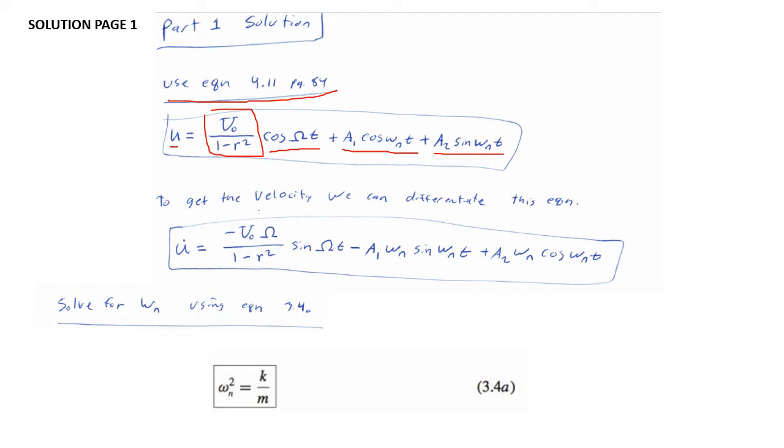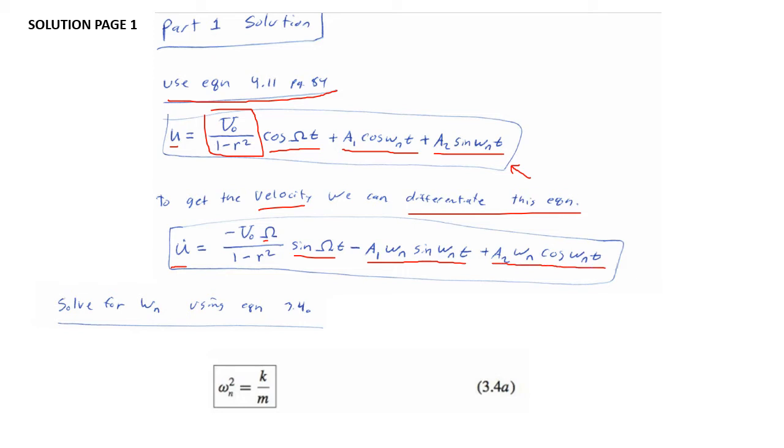To get the velocity, we can differentiate this equation. When we take the first time derivative, we end up with a u dot, and we get this expression: negative capital U naught omega over 1 minus r squared times the sine of omega t, minus a1 omega n sine omega nt, plus a2 omega n cosine omega nt.